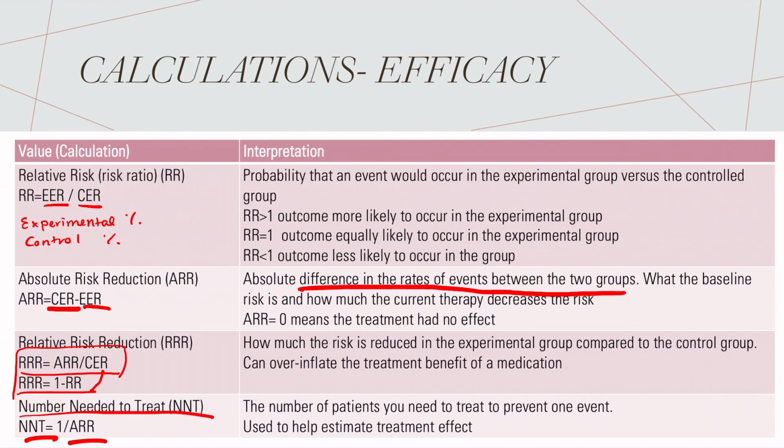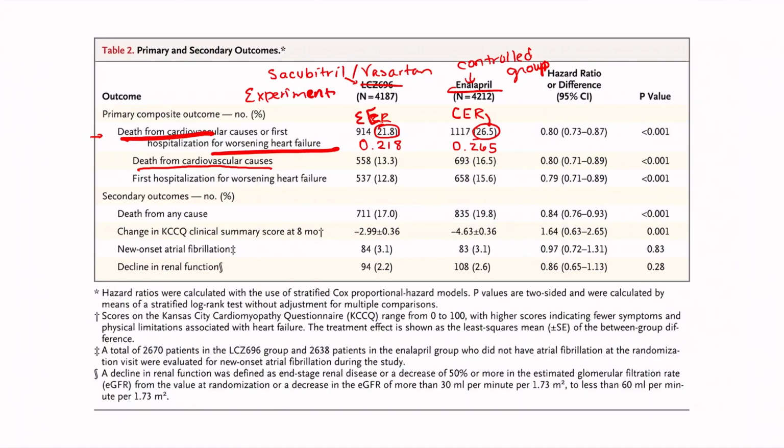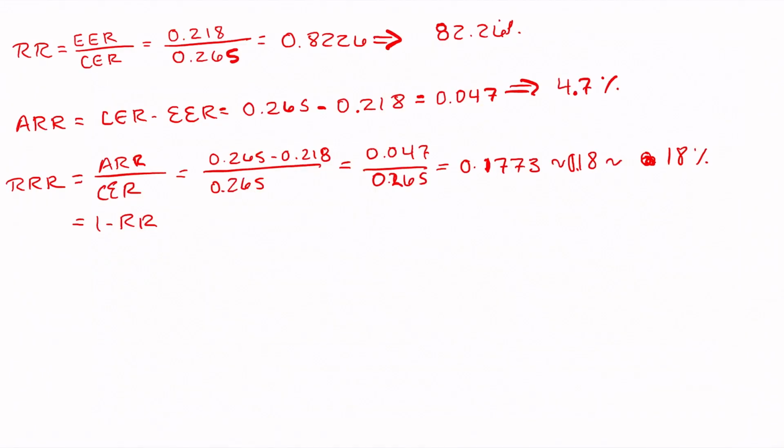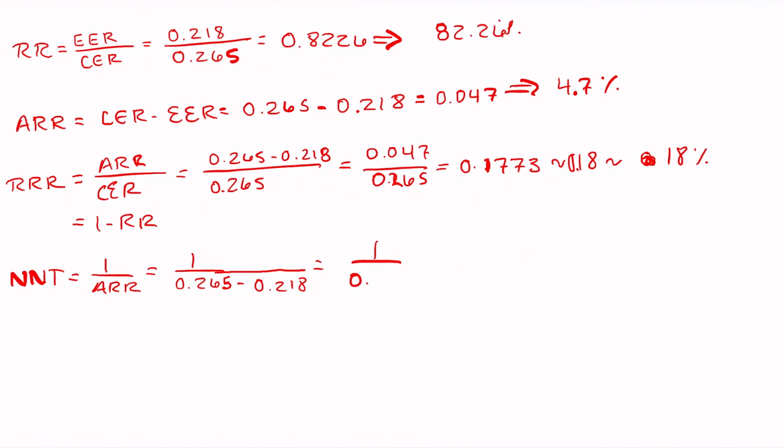So this is the number of patients you need to treat to prevent one event, and this helps to estimate the treatment effect. So let's go back to our current EER and CER. Number needed to treat equals 1 divided by ARR, which equals 1 over your controlled rate minus 0.218, which is our event rate. So that's 1 over 0.047.